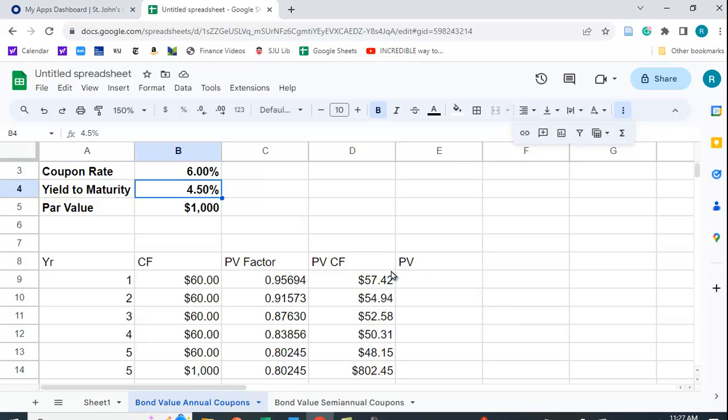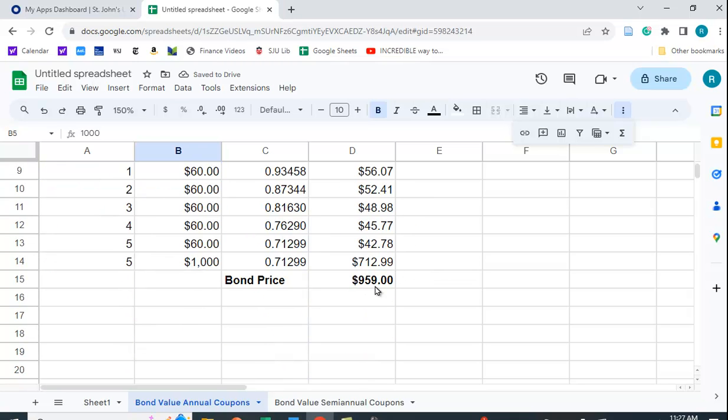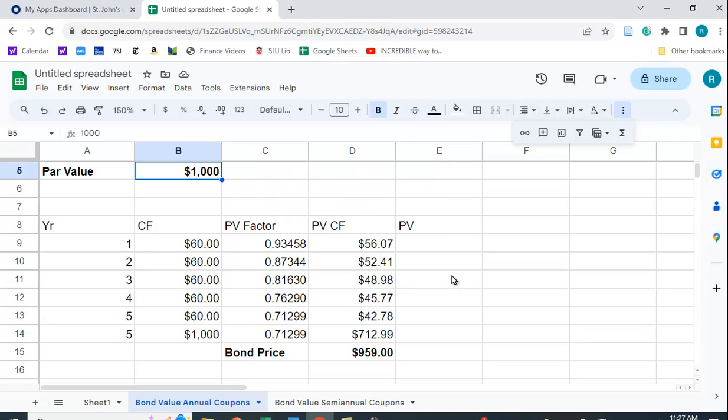Okay, let's try 7%. Interest rate goes up, bond price falls below the par value. This is a mathematical fact. It actually happens. If you own a bond and interest rates go up, you're going to see the price of your bond fall. So let me show you another way to do this.